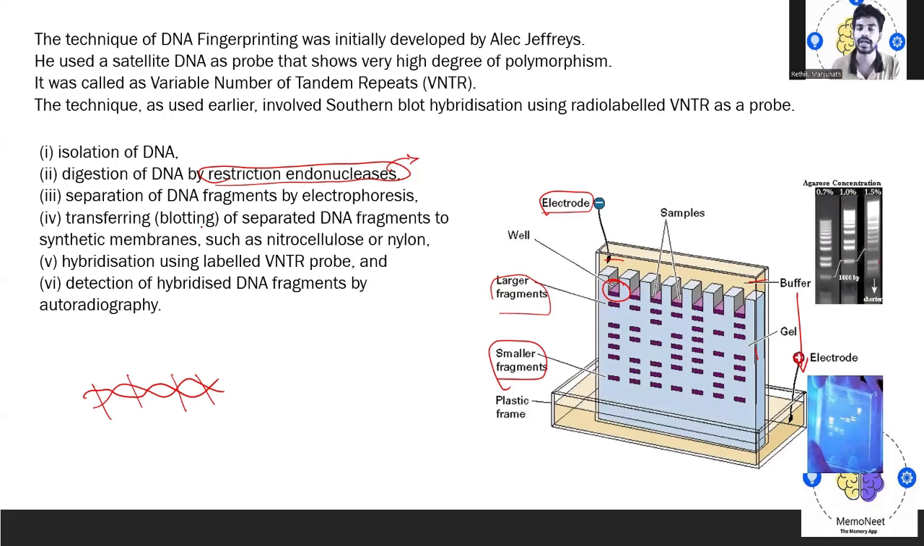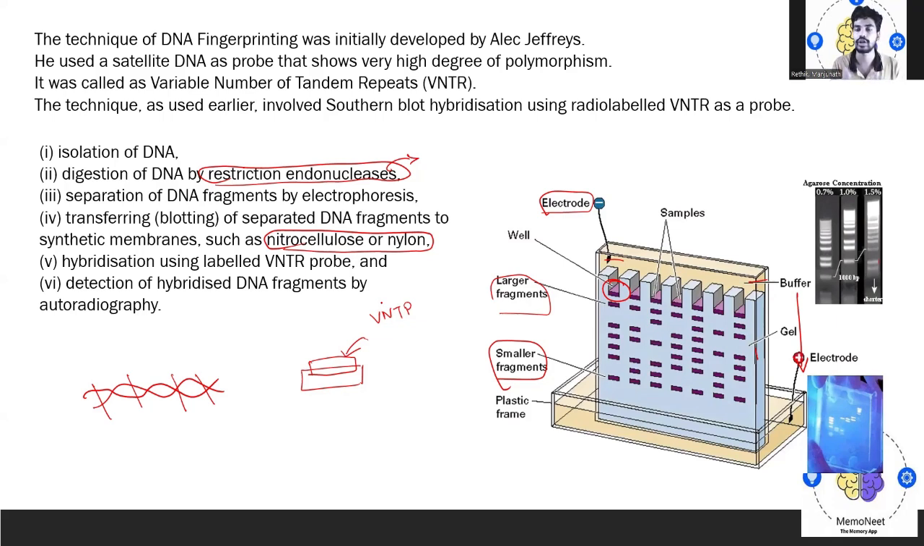We normally use a synthetic membrane, such as nitrocellulose or nylon membrane. So now, if this is a nylon membrane, the gel has been transferred there. As a result, what happened? To this, you're going to add what? VNTR probes, that is, variable number of tandem repeats. So it is a hybridization.